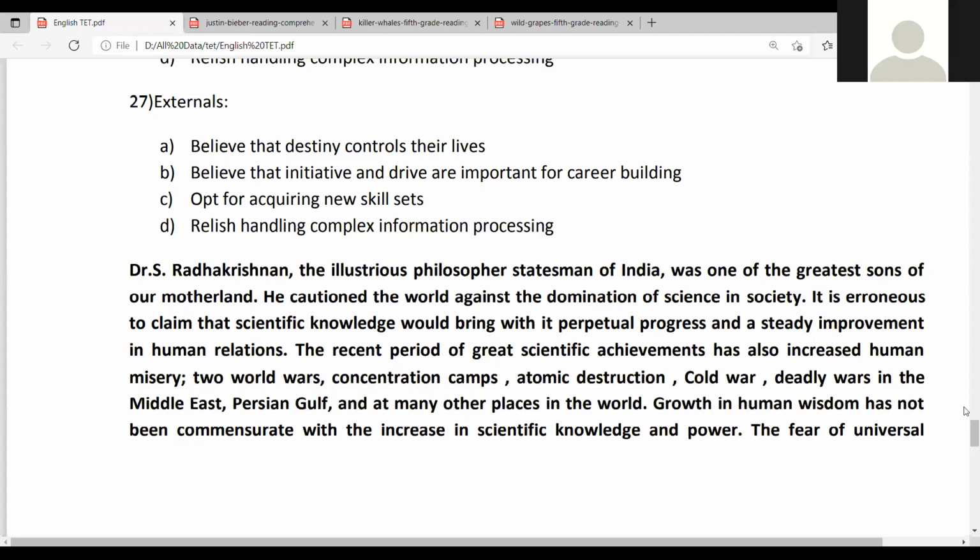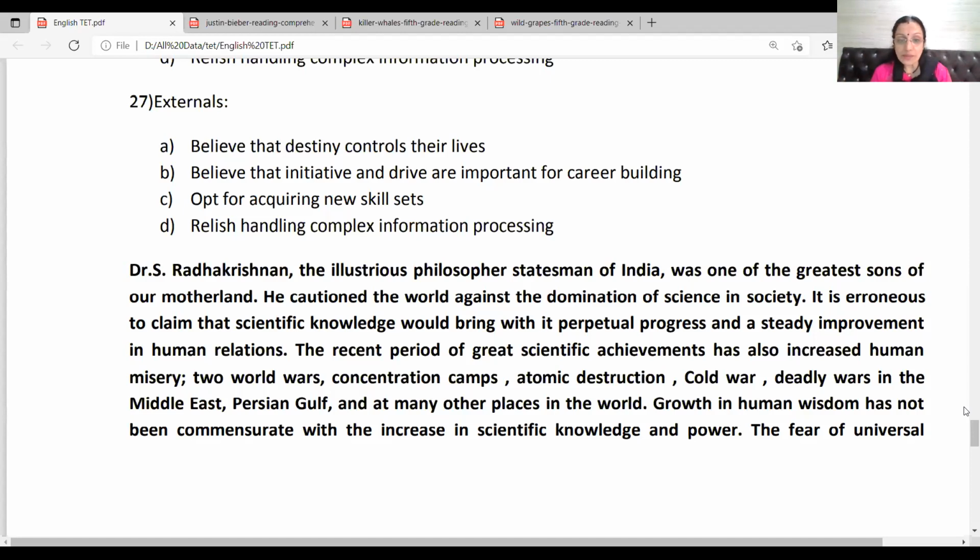He cautioned the world against the domination of science in society. It is erroneous to claim that scientific knowledge would bring with it perpetual progress and a steady improvement in human relations. The recent period of great scientific achievements has also increased human misery. That is two world wars, concentration camps, atomic destruction, Cold War, deadly wars in the Middle East, Persian Gulf, and at many other places in the world.